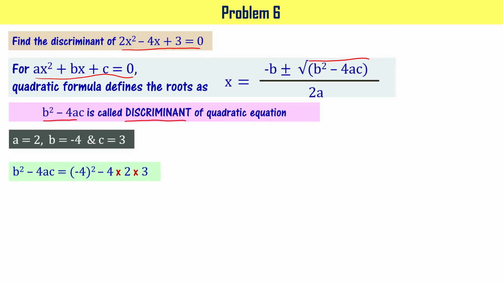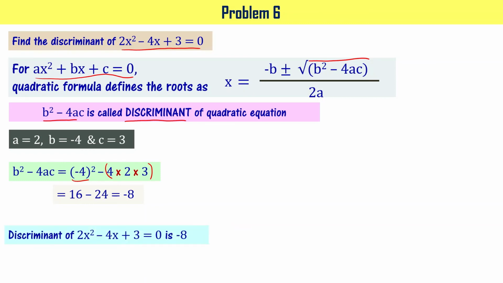b square is minus 4 whole square and 4ac is 4 times 2 times 3, right? This can be simplified and written as 16 minus 24, that is equal to minus 8. So now to answer the question, the discriminant of 2x square minus 4x plus 3 equal to 0 is minus 8. This is what we are asked to find.